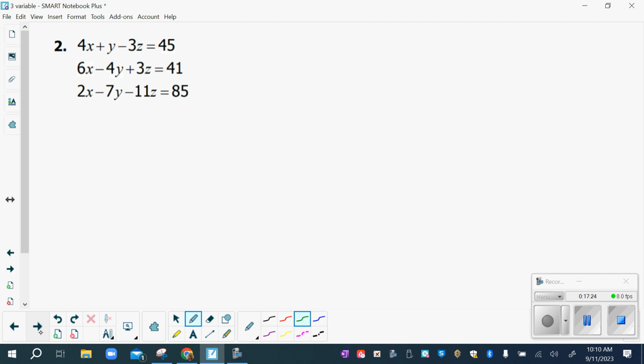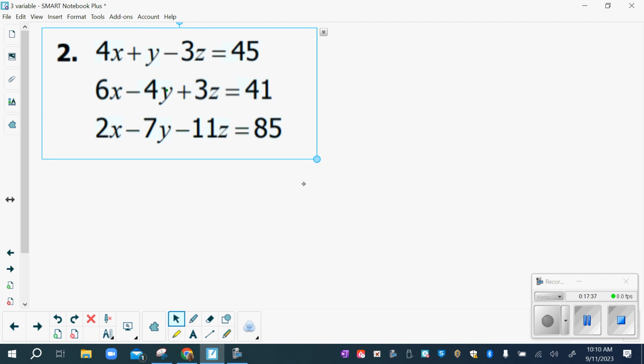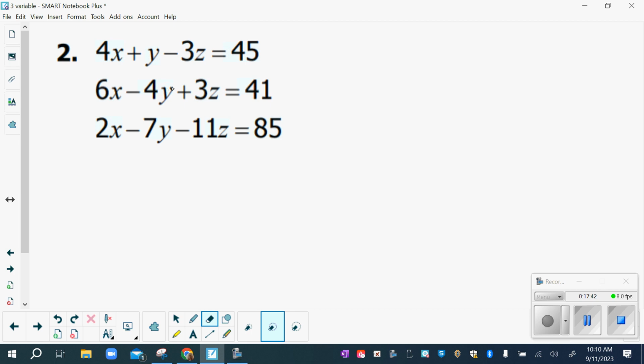Okay, our first step is to decide what letter you want to get rid of. But let's talk about it. You have a lot of choices. I have done it differently in each class. So let's take a look at this one and you tell me what you like. I had one group that said we should get rid of the Z's because look how nice those Z's are, right? I did not like the Z's, and here's why. 11 and 3, that seemed like a pain to me. But I had kids who did it.